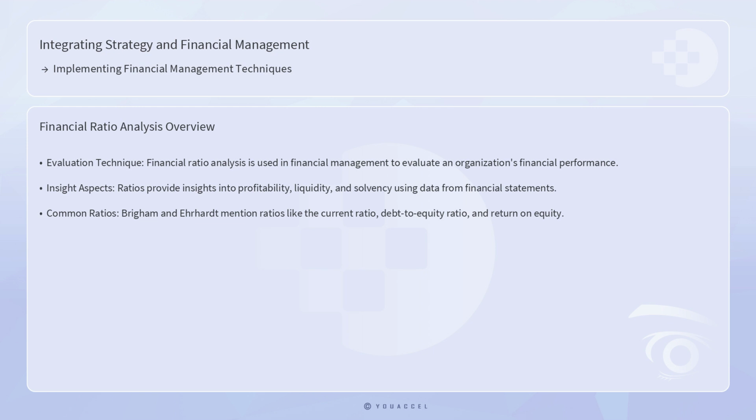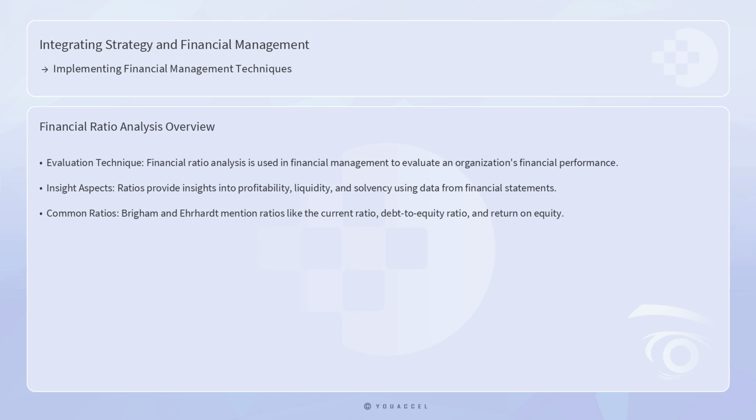Financial ratio analysis is another technique used in financial management to evaluate an organization's financial performance. Financial ratios are calculated using data from financial statements and provide insights into various aspects of an organization's operations, such as profitability, liquidity, and solvency. According to Brigham and Earhart, commonly used financial ratios include the current ratio, debt-to-equity ratio, and return on equity.